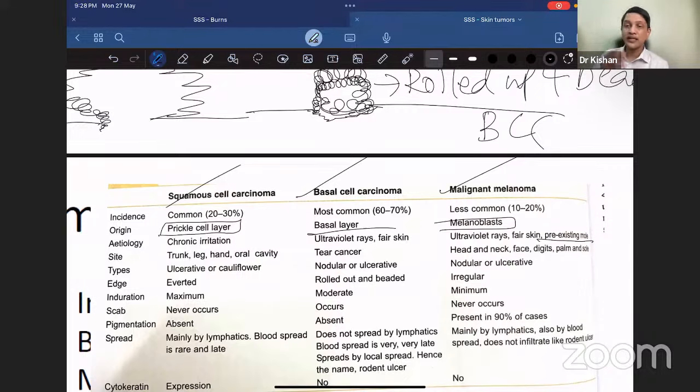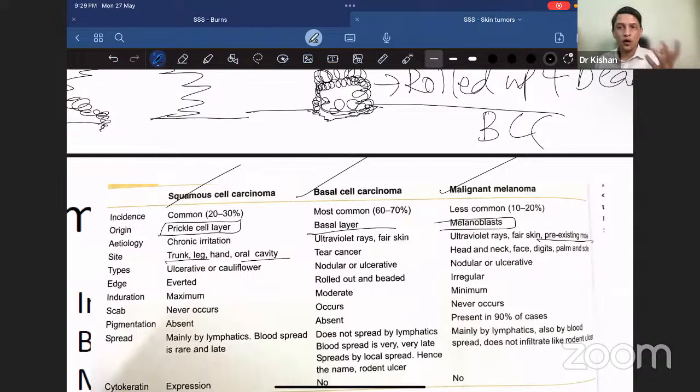Fourth thing, site. SCC is more common in the trunk, leg, hand, and oral cavity, whereas BCC, as I told you, is more common in the face, that too above this line. Whereas for malignant melanoma, this percentage is also very important. It's asked many times in questions. 25% in head and neck, 25% in the trunk, and 25% in the lower limbs. Remember like that.